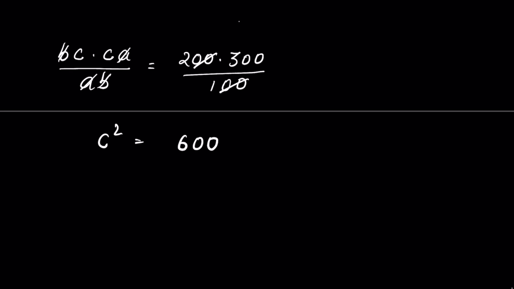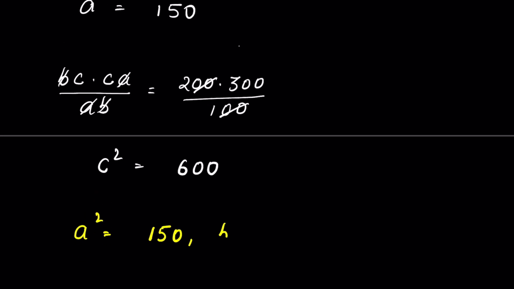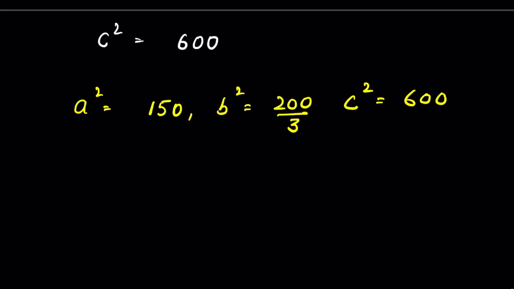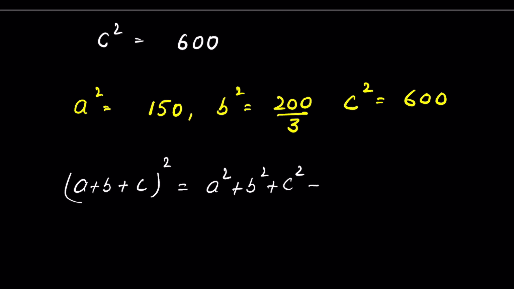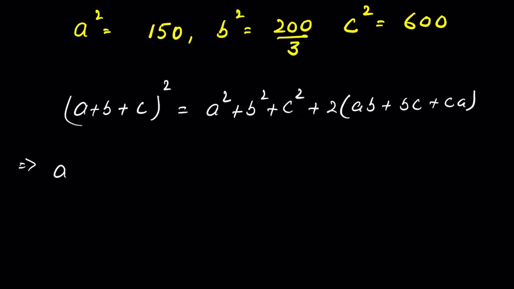So we have A square is equal to 150, B square is equal to 200 upon 3 and C square is equal to 600. Now there is an algebraic expression for A plus B plus C whole square. We can expand it as A square plus B square plus C square plus 2 times AB plus BC plus CA.